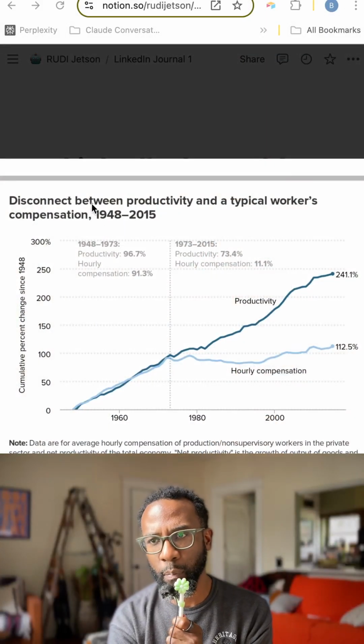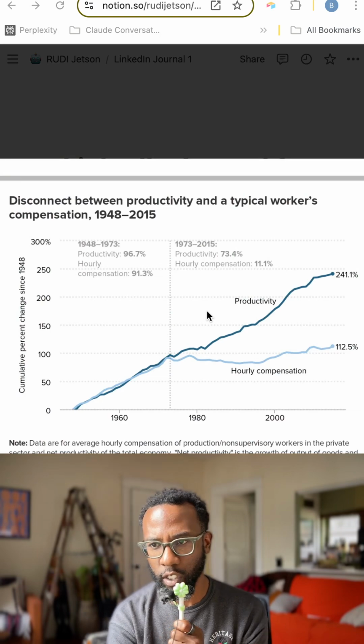Hey, so I really want to walk you through this chart here. This is the productivity gains versus worker compensation, right?